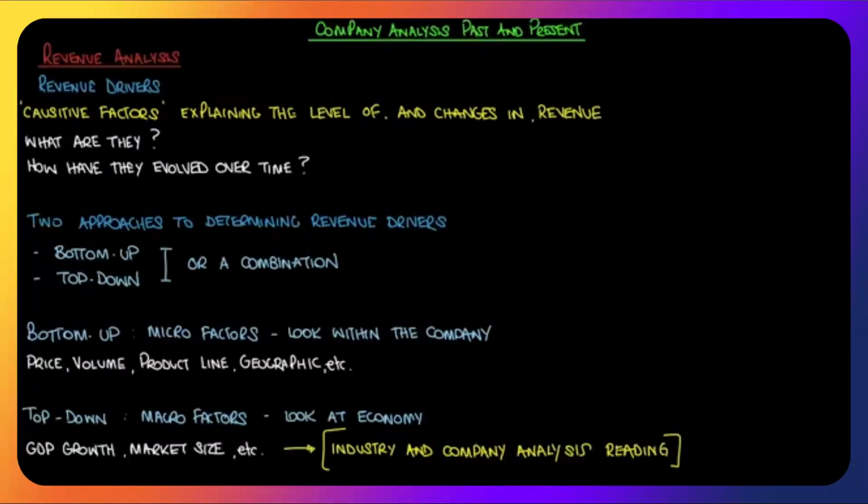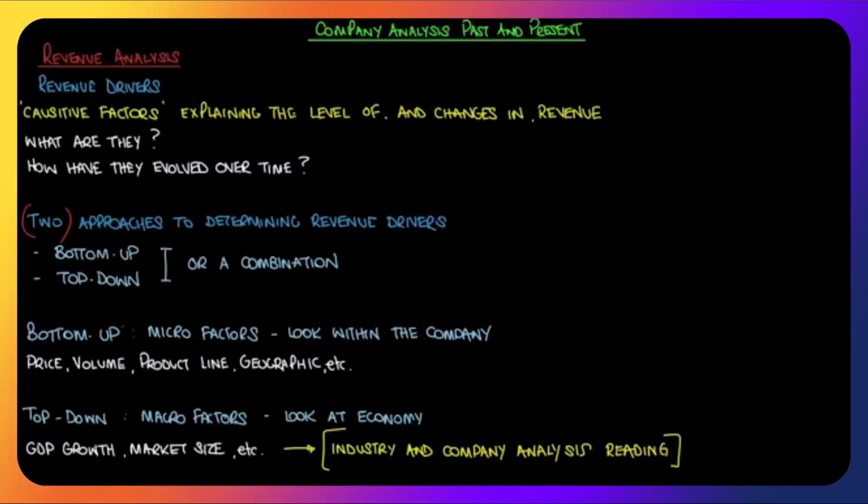Two approaches to determining those revenue drivers, bottom up or top down, or a combination of the two. So really there are 3 approaches, if we're honest: bottom up, top down, or both. Bottom up, you look within the company at micro factors. What's driving their revenue? Primarily, it's the price they charge for the goods, the volume they shift, the product lines they're selling. So there may be a mix between premium lines and cheaper. Their geographic location, the split between where they sell, different tax regimes, customer bases, elasticities, and so on.